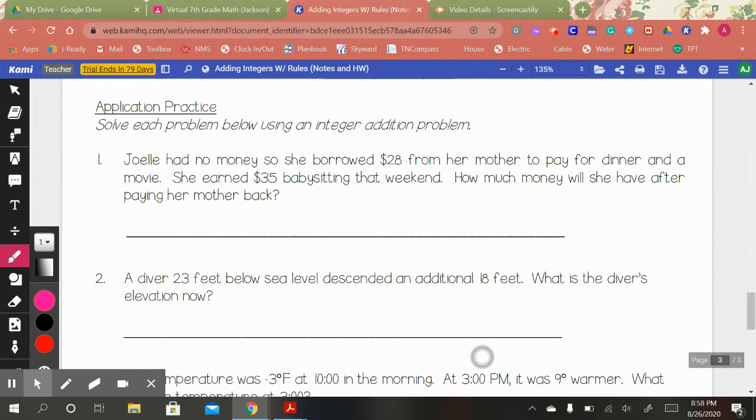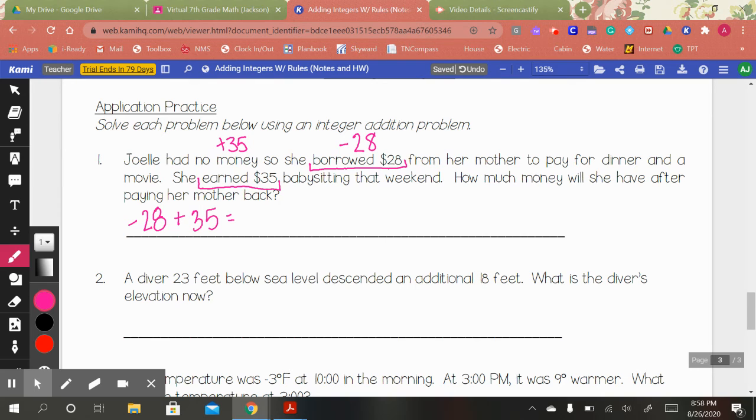Enlarge this just a little bit. When you borrow money, that is a negative because you are needing to pay that back. It's not just free money. When you are earning money, that is positive because it is your money that you are earning. So our first addition is going to be negative 28 because she had to borrow, adding in there a positive 35. Okay, these are opposite signs, so we will subtract.